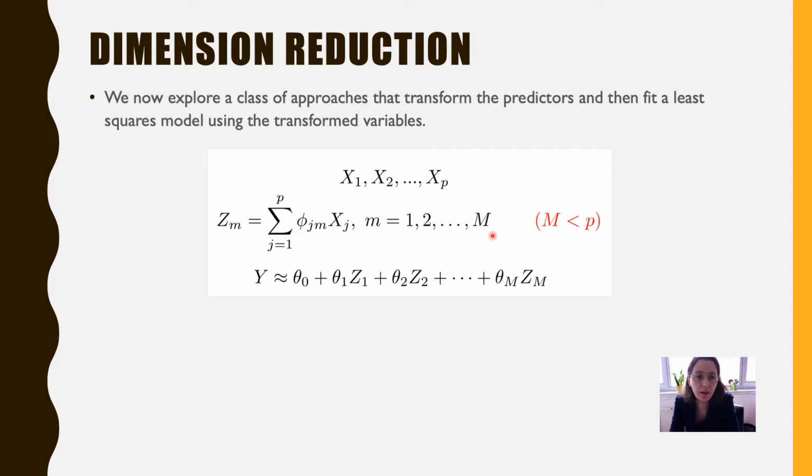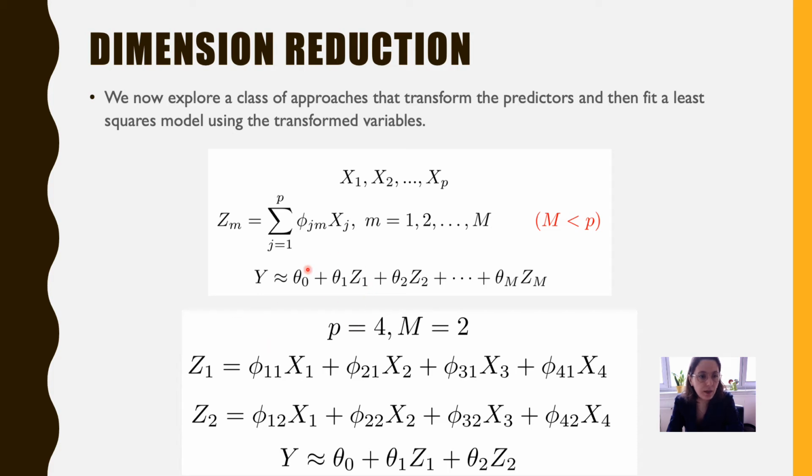And please keep in mind that the main point in dimension reduction is that you have a smaller number of dimensions. M is smaller than p, and here is your new Y. Please remember that we were writing something like Y equals beta 0 plus beta 1 x1 plus up to beta p xp. And here, instead of that, we have Y equals theta 0 plus theta terms. Now we have parameters related to your transformed variables.